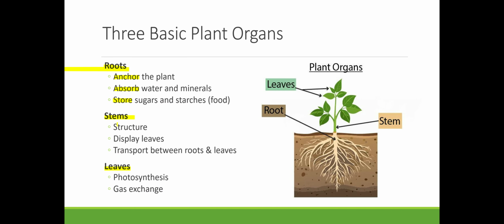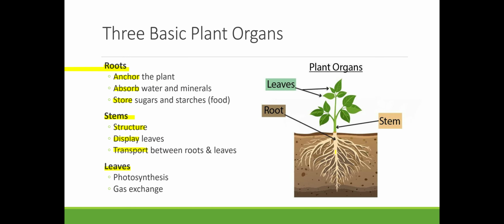The second main organ is going to be your stems, which are going to be part of the structure of the plant. They're going to help display those leaves, and those leaves are going to be all about photosynthesis, and so they need to be displayed so that they can catch sunlight. And then the stems are going to be a major highway between the root system and the rest of the shoot system.